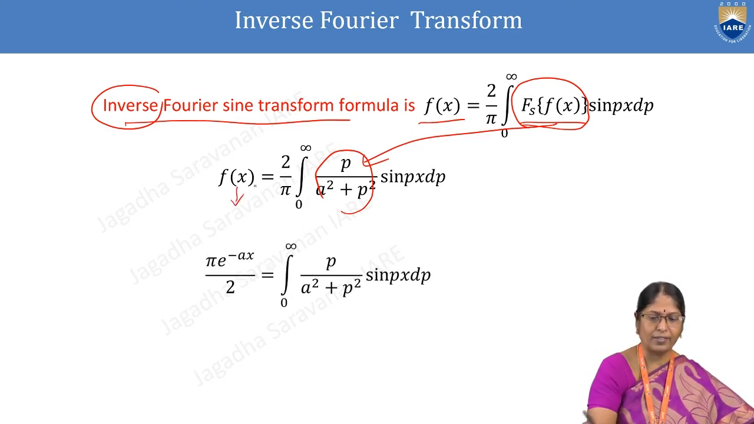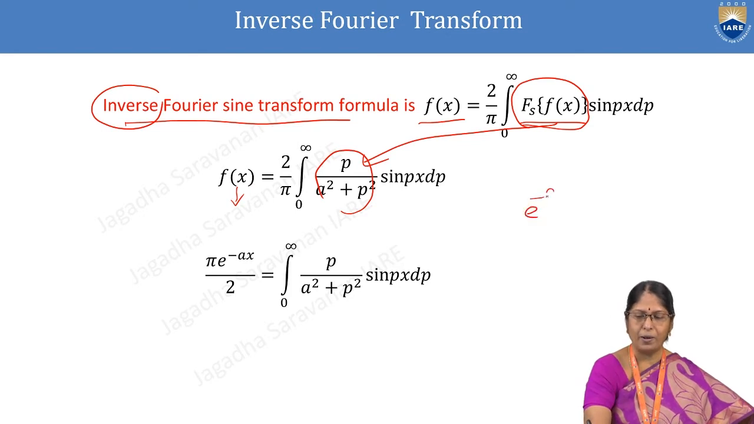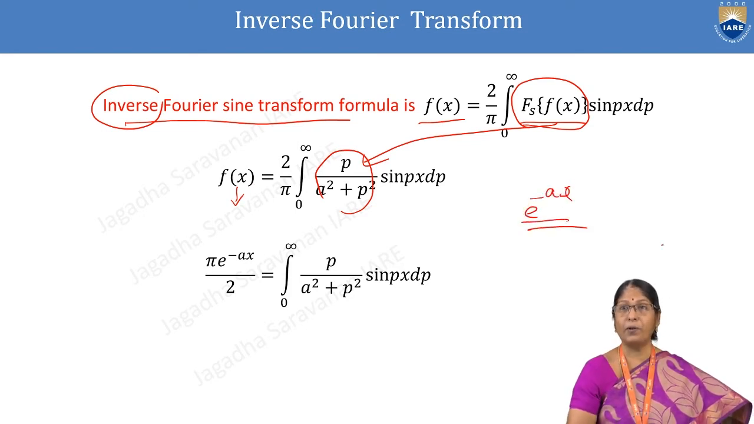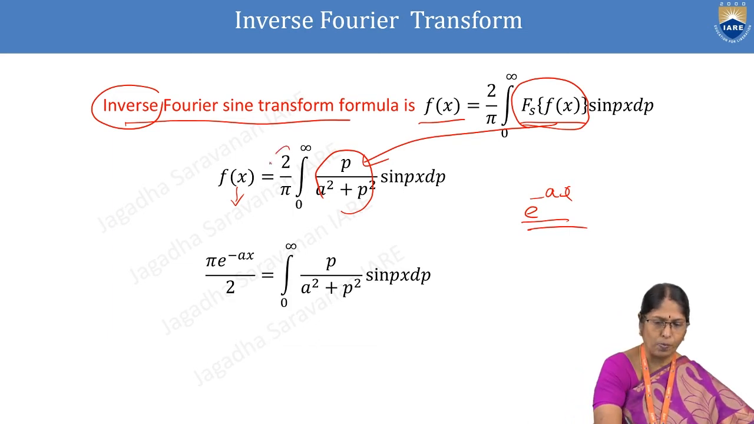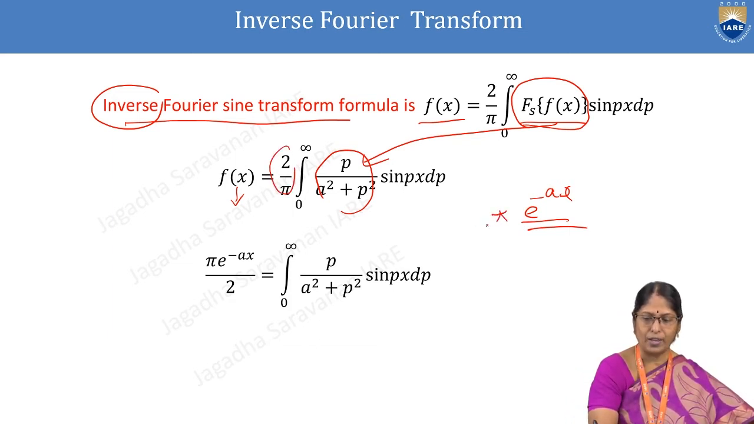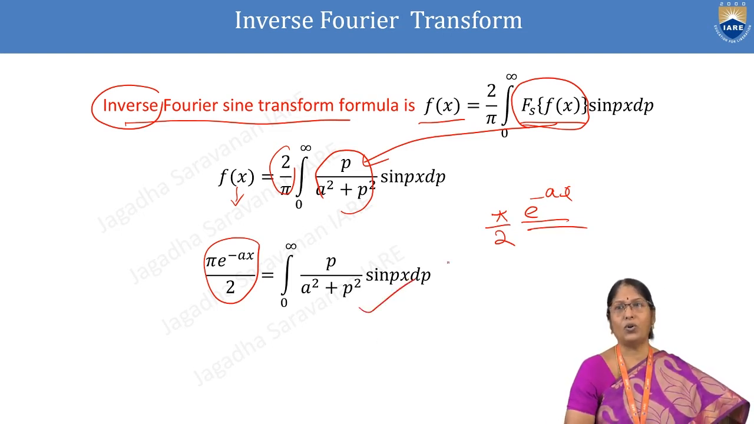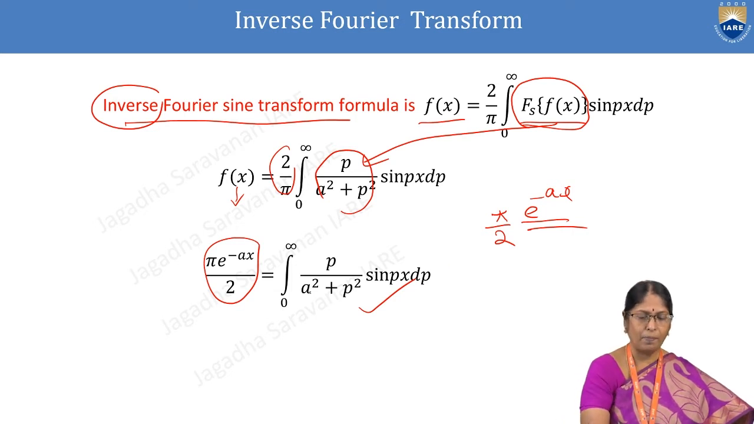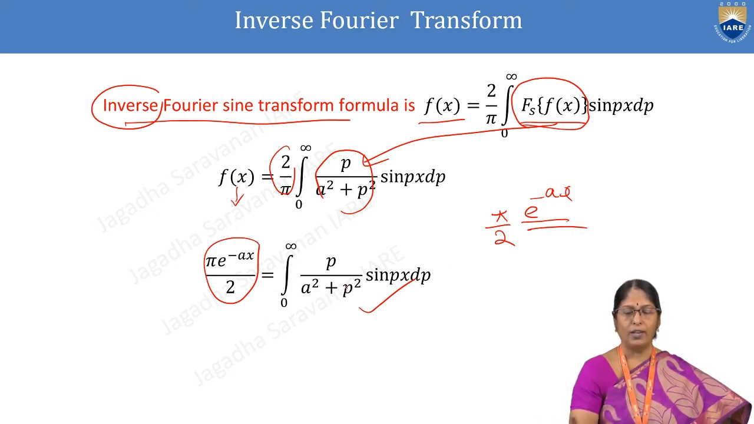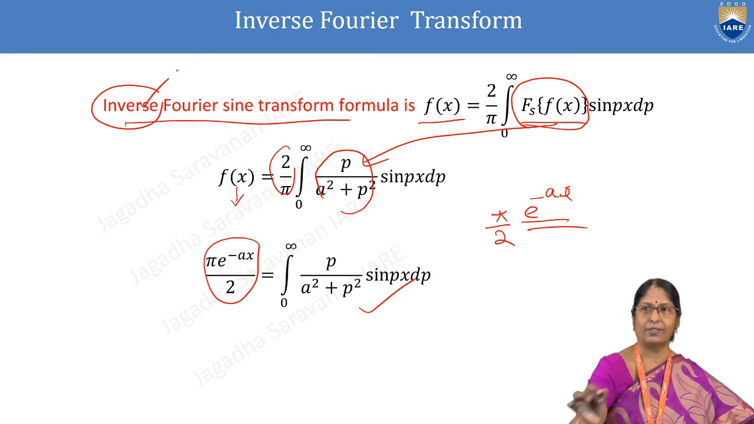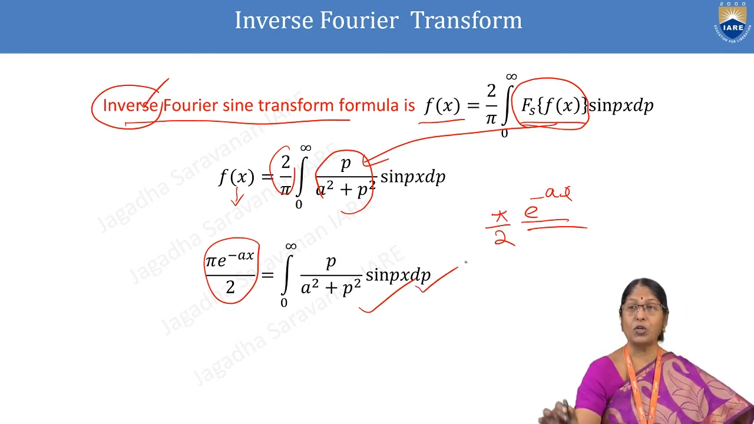Now f of x, we know it, is e power minus ax. This is our given problem function. This 2 by pi, we push it to the left side. That's what it has become. Here the left side, pi by 2 into e power minus ax equals the integral from 0 to infinity of p by a square plus p square into sine px dp. We have to be very careful. Inverse integral with respect to p.